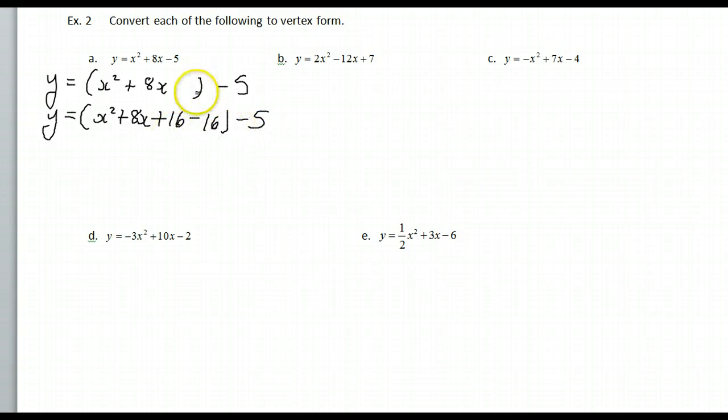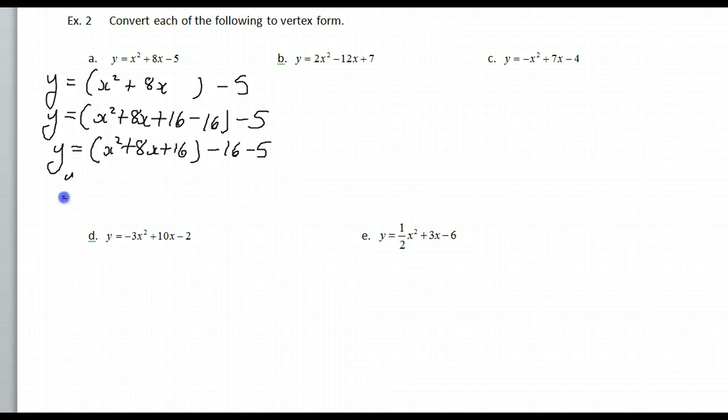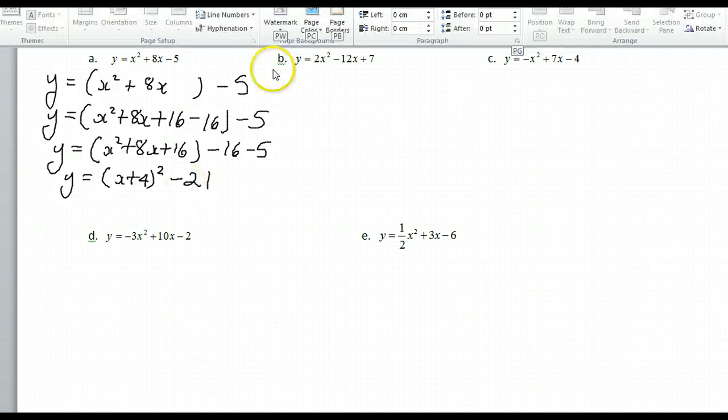And so you can see this set of brackets is the same as above. Now what we're going to do is take that minus 16 out of this set of brackets. Plus 16, close that. The minus 16 comes out with the minus 5. We're now going to rewrite this trinomial square as the square of a binomial, so this will be x plus 4 squared, and minus 16 minus 5 gives us minus 21. So there's our final answer.